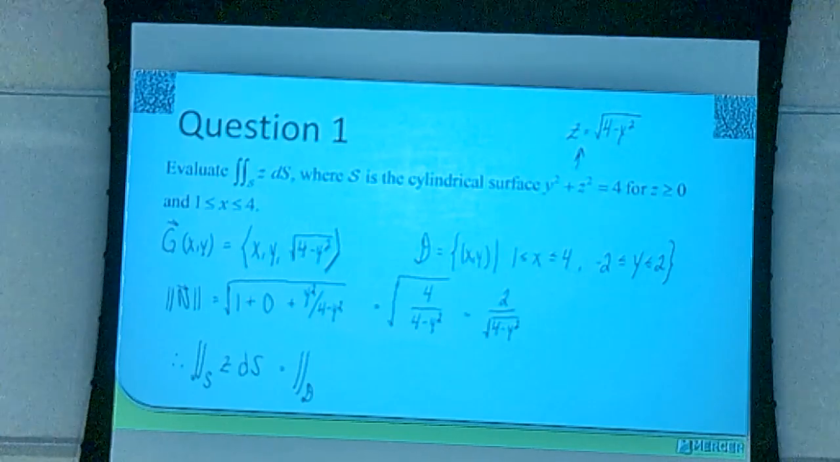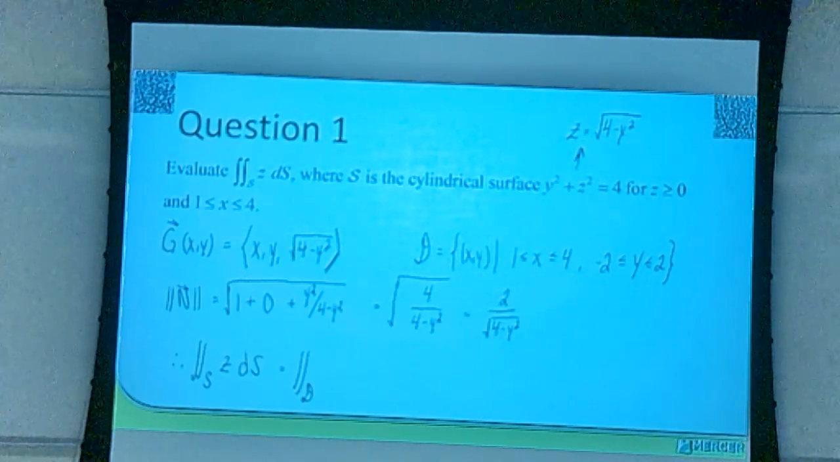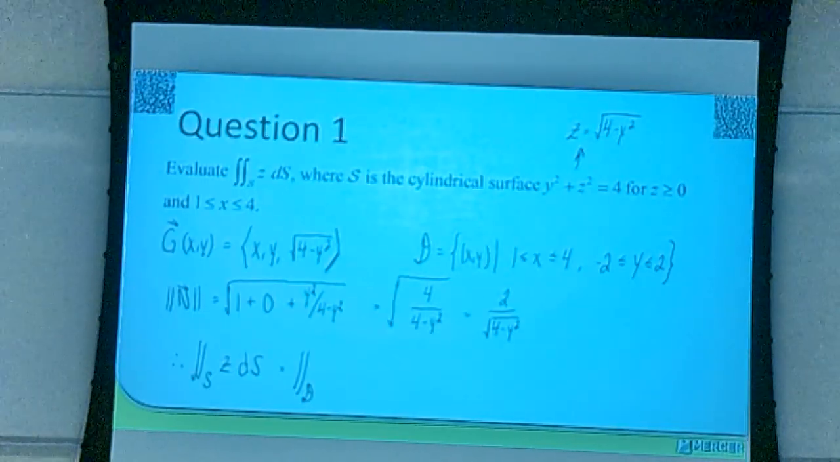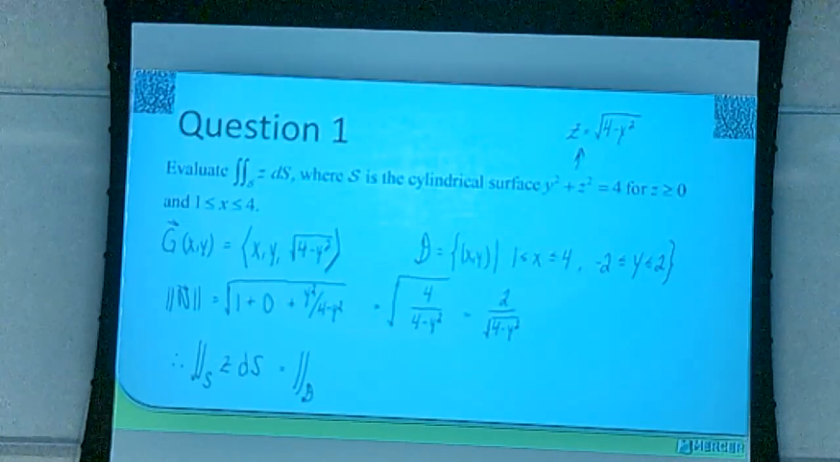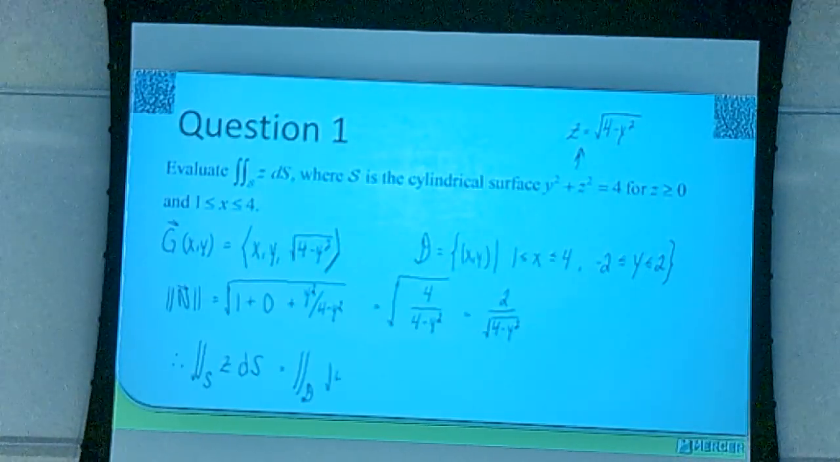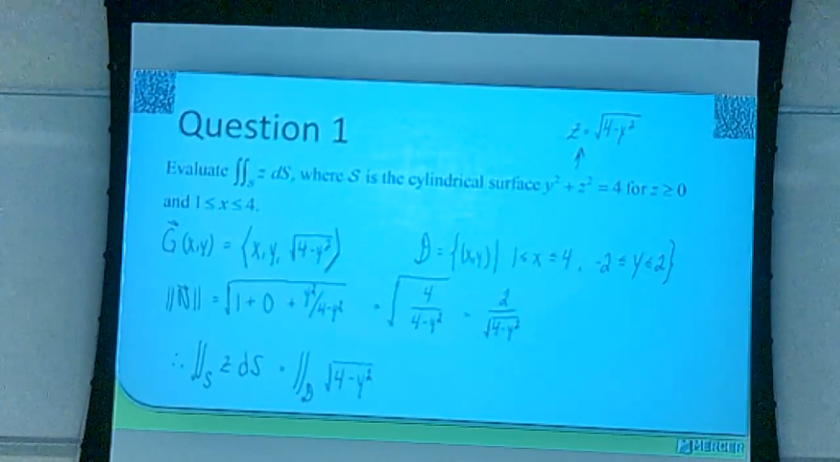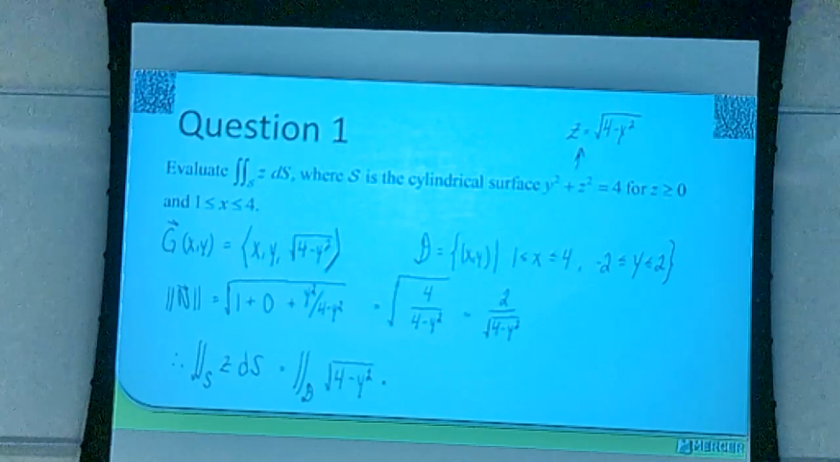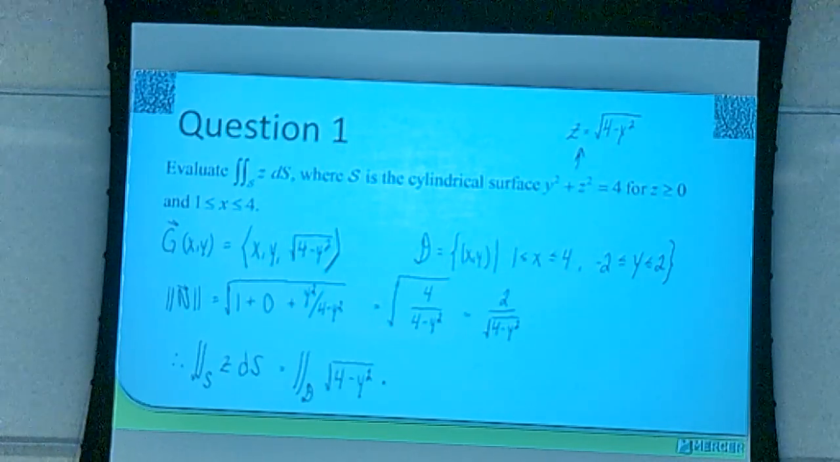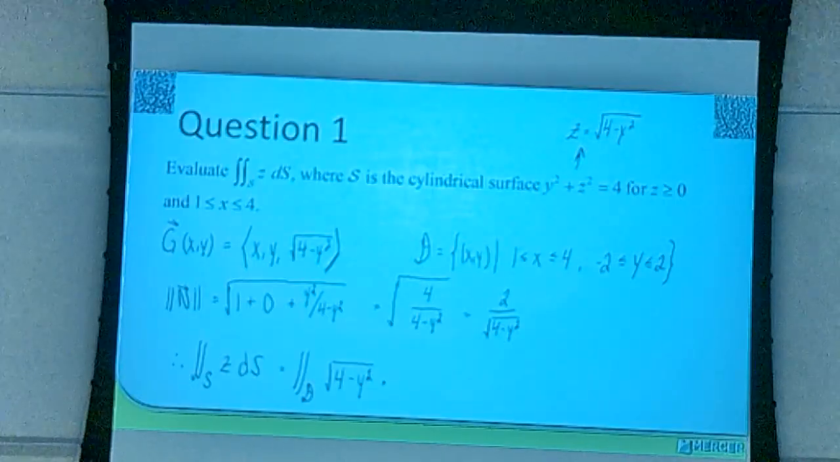So it's the double integral over the region D of the integrand evaluated along the surface. Well, the integrand is just z, right? So evaluate that along the surface. Z becomes the square root of 4 minus y squared, times the norm of our normal vector, dA. Right, so dS becomes the norm of our normal vector, dA.